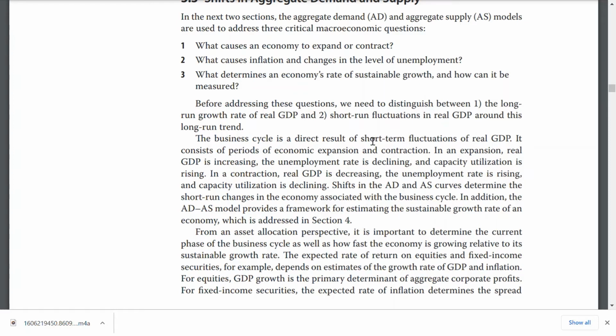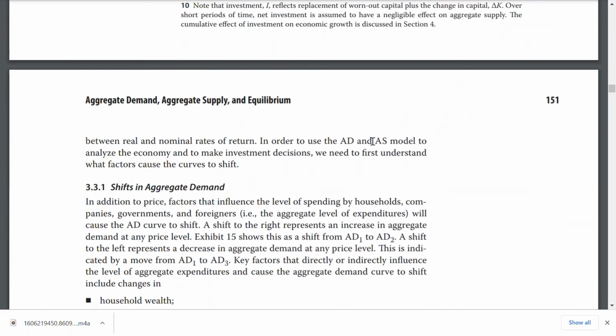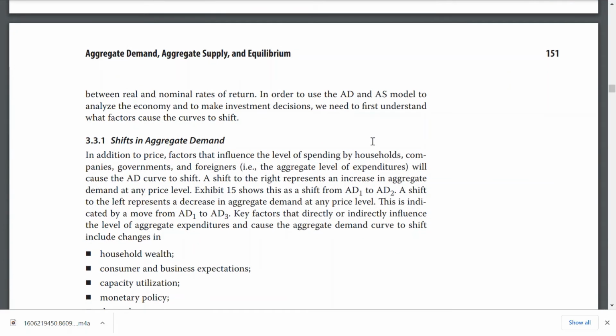From an asset allocation perspective, it is important to determine the current phase of the business cycle as well as how fast the economy is growing relative to its sustainable growth rate. The expected rate of return on equities and fixed income securities, for example, depends on estimates of the growth rate of GDP and inflation. For equities, GDP growth is the primary determinant of aggregate corporate profits. For fixed income securities, the expected rate of inflation determines the spread between real and nominal rates of return. In order to use the AD-AS model to analyze the economy and to make investment decisions, we need to first understand what factors cause the curves to shift.